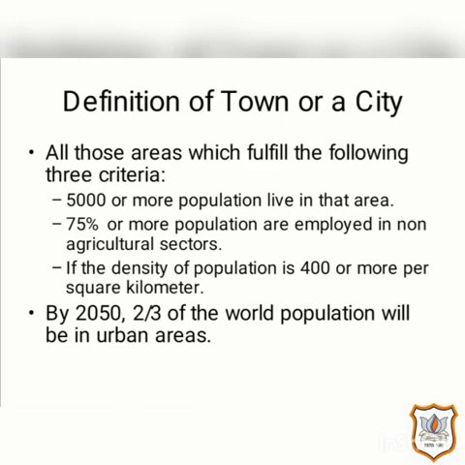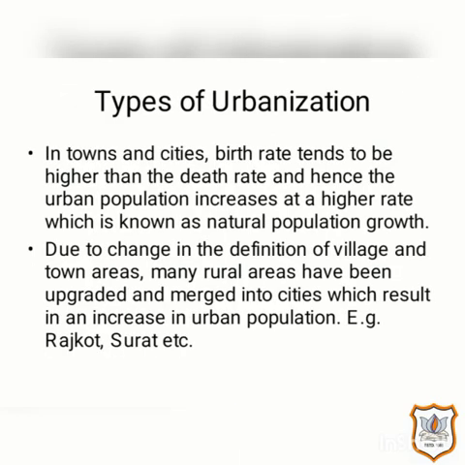Now, due to industrialization, urbanization is on the rise, and if this continues, then by 2050, two-thirds of the world population will be in urban areas. Now talking about the types of urbanization, that means how urbanization takes place. So generally there are three types.